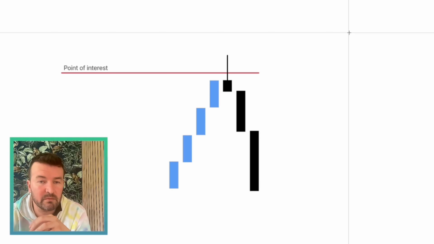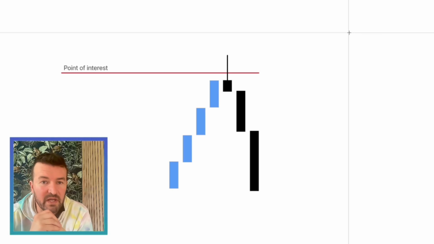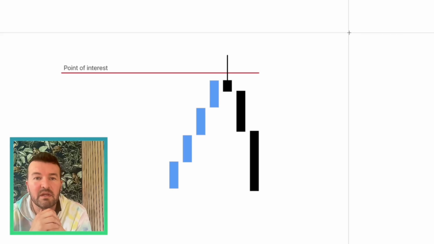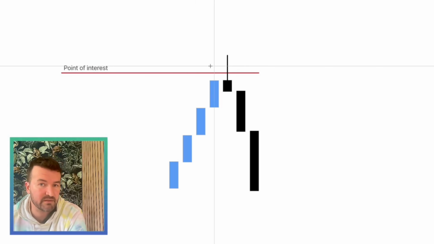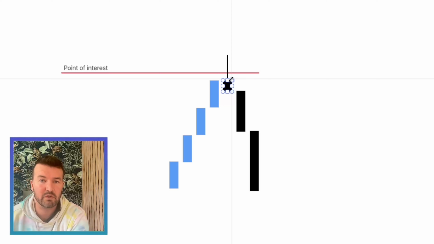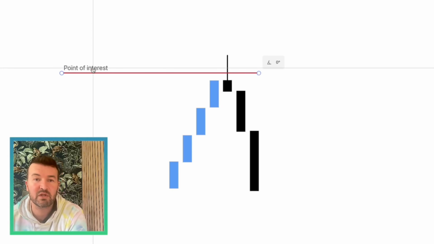Because even though it is probably one of the most standard candlesticks that you'll ever see, it is still shocking to see how many people use them in the wrong places. So I'm going to show you where to use it properly. First of all, let's break down this little drawing which I've done, and then we'll go into the charts. This is a point of interest.